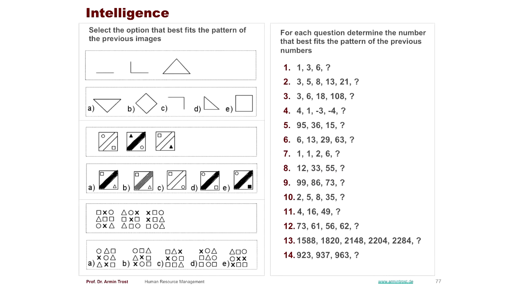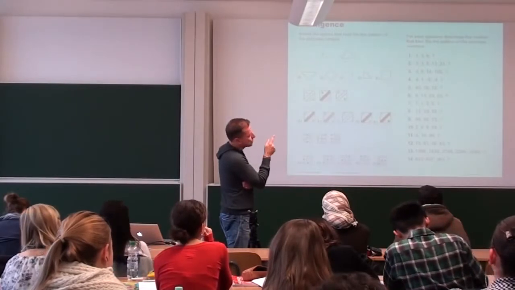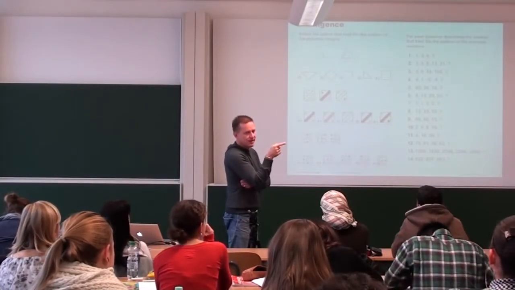Plus 2, plus 3. 2 plus 3 equals 5, so we add 5. 3 plus 5 equals 8, so you add 8 to 13. 8 plus 5 equals 13, so you add 13. That's what I would do. It's not sure. So next, 29. So you just add the previous number.